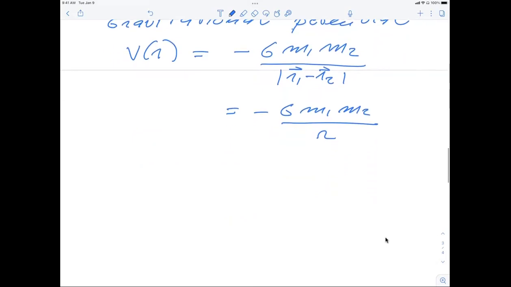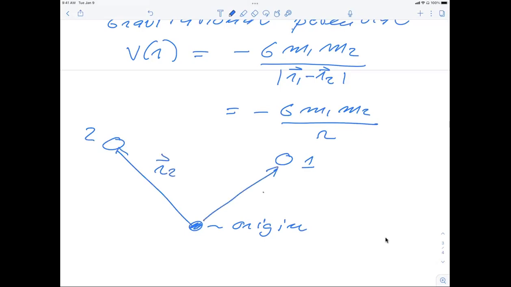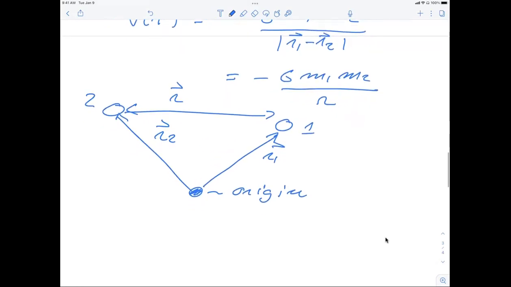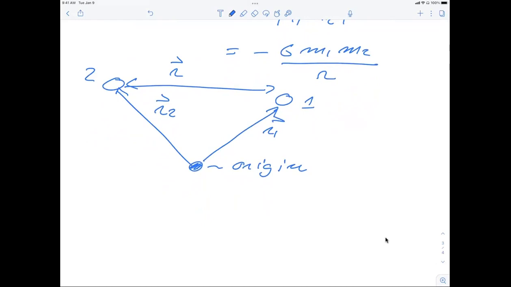If you want to make a graph here, you could think of having some origin. Then you have an object 1 here, and you have an object 2. Then you have the distance from the origin to object 1 and to object 2, and you would have the vector R, which is simply the relative distance between R1 and R2. Now, one quantity which we can start looking at is what we would call the total linear momentum.